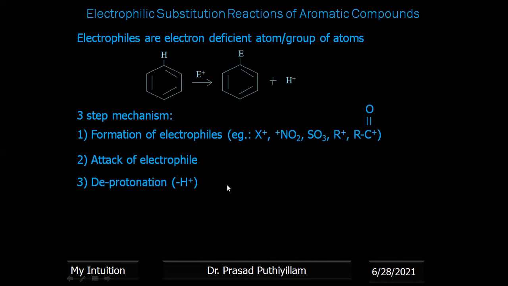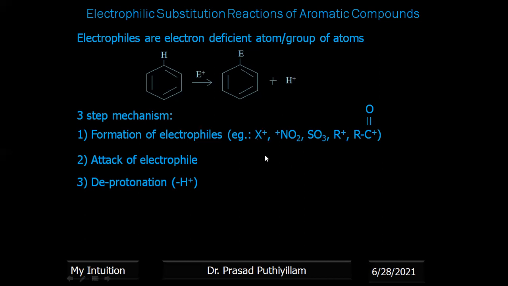There is no variation from that. It is correct, but here I'm going in a different way. I'm not going into detail about the formation of electrophiles for different types of reactions like halogenation, nitration, sulfonation, Friedel-Crafts alkylation, and Friedel-Crafts acylation. That is explained in detail there, with the formation and breaking of bonds. That is very important because we should know how these electrophiles are formed.